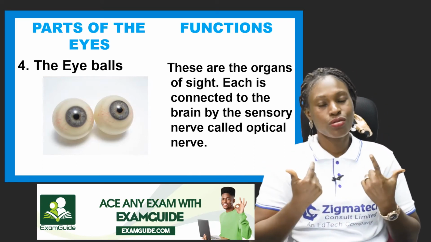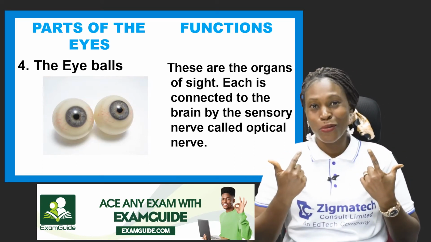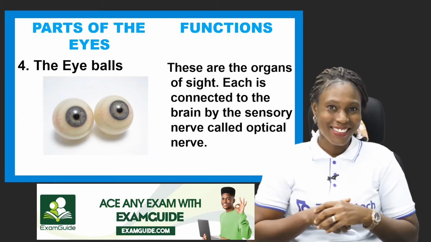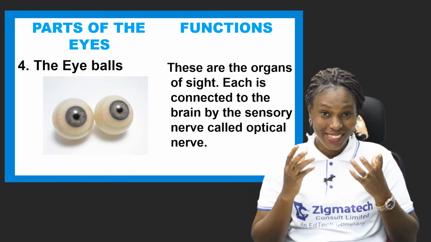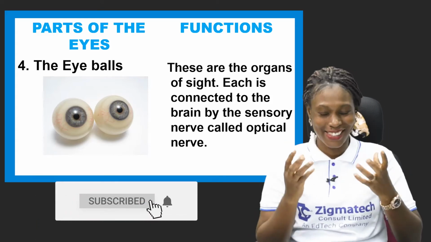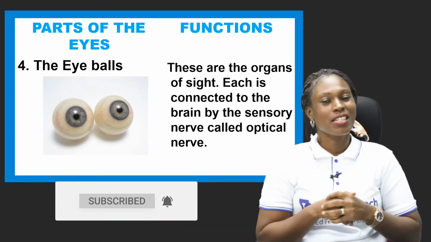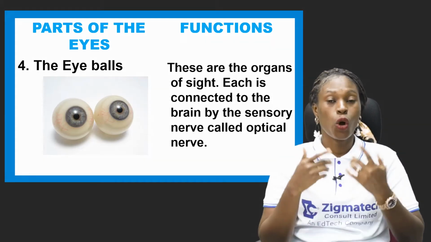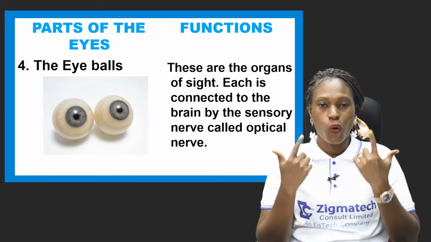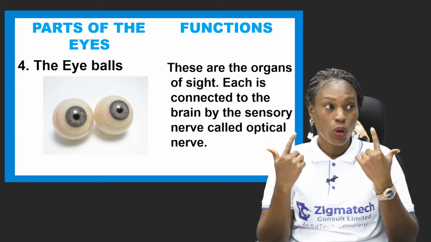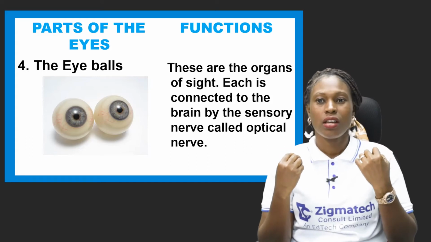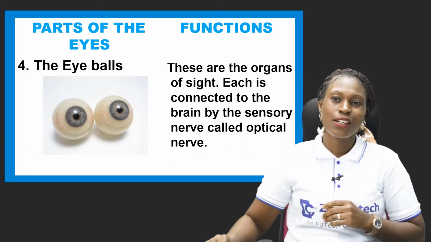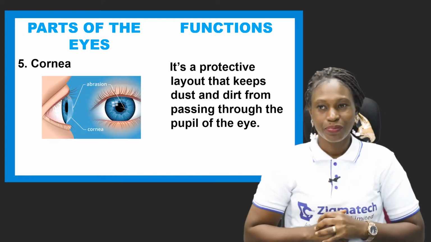Now, eyeballs. Our eyeballs, those balls in our eyes. These are organs of sight. Without the eyeballs, there's no eye. You won't see with it. Each of these is connected to the brain by the sensory nerve, which is called the optic nerve. It goes in, and that enables you to capture whatever you see as you look. That is what the eyeball helps you do.